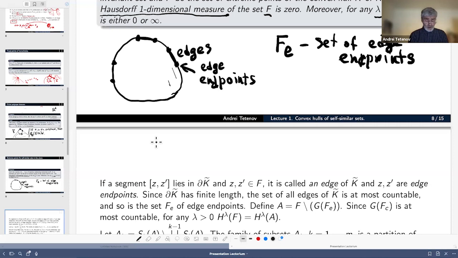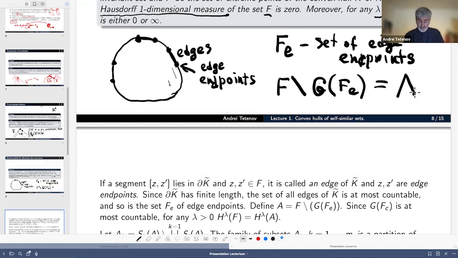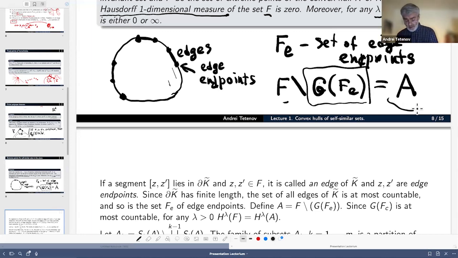So the set of edge endpoints will be at most countable. Then we can take F and subtract from it the image under the semigroup G of S of all edge endpoints, and this difference will be denoted by A. These are the boundary points which are extreme points and which cannot be edge endpoints. Since we deleted an at most countable set from F, this difference will have the same measure and dimension as F. So if we need to say anything about the measure and dimension of the set of extreme points, it's enough to consider the set A.